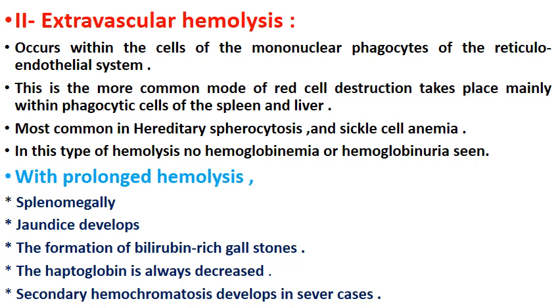In this type of hemolysis, no hemoglobinemia or hemoglobinuria is seen. With prolonged extravascular hemolysis, it will lead to splenomegaly, jaundice, formation of bilirubin-rich gallstones, haptoglobin is always decreased, and secondary hemochromatosis due to the high level of iron extracted from the heme due to the destruction of red blood cells.